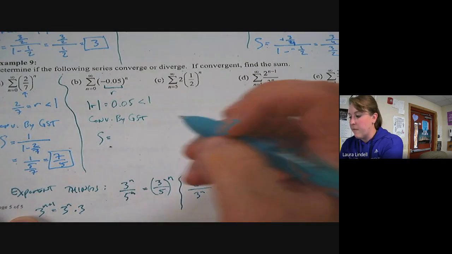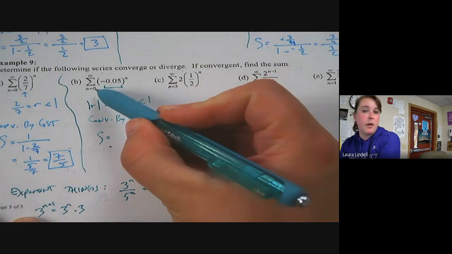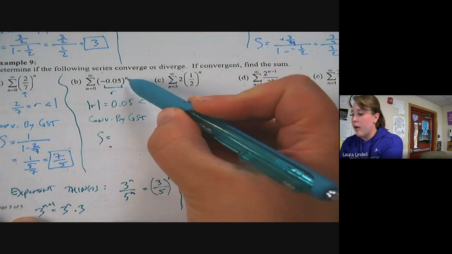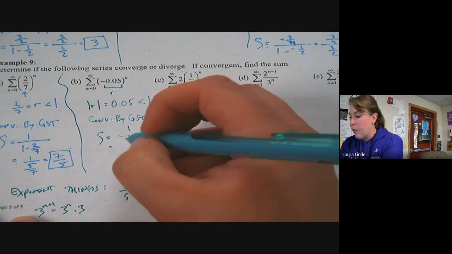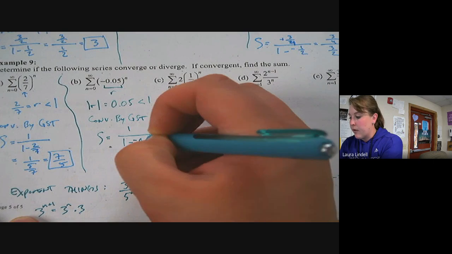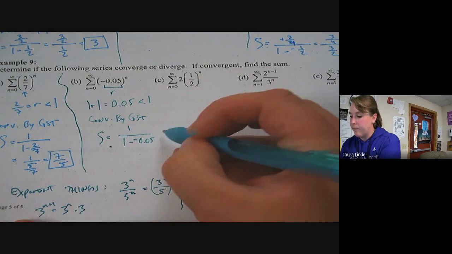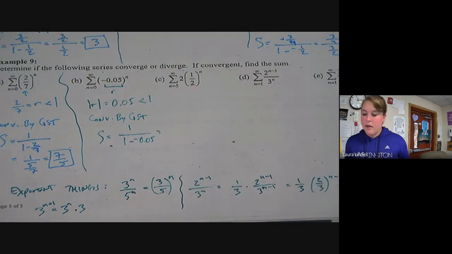So the sum is going to be the first term, which again, since n is 0 here for our starting point, anything to the 0 power is 1. So 1 over 1 minus negative 0.05. And then this one, especially since it's just a decimal, we can stick it into our calculator. 1 divided by 1.05.